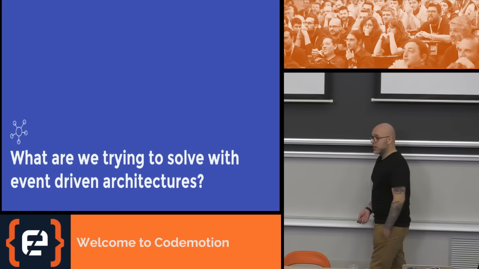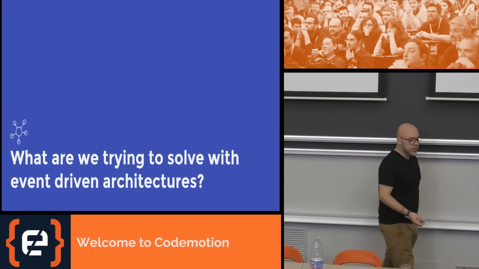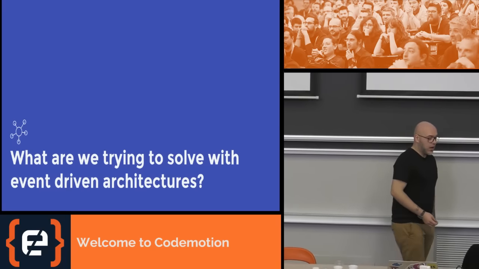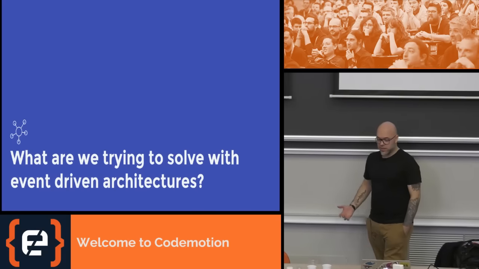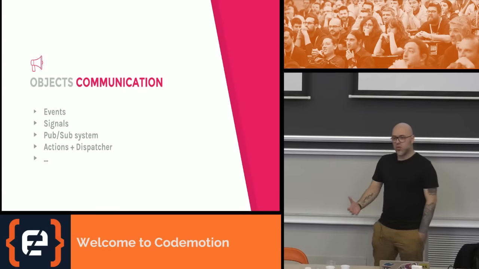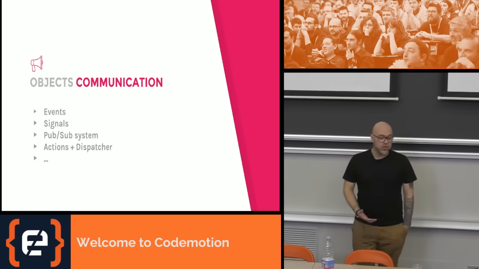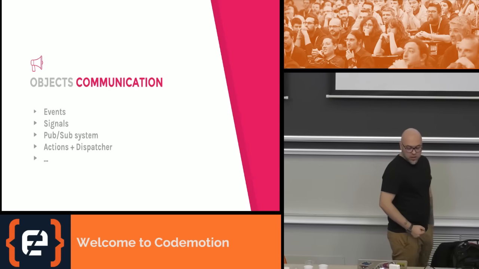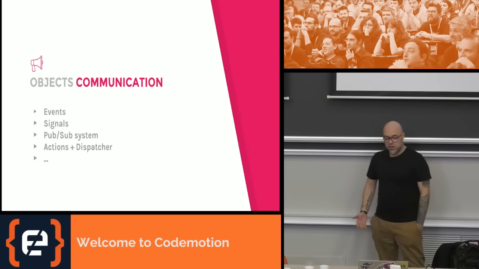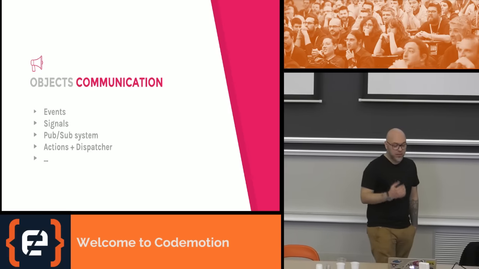I think if some of you have worked at least once in Node, you are familiar with the event emitter, or you are familiar with listeners and events, stuff like that. As you know, there are several ways to communicate between objects. And today I would like to introduce a new one. You can use, obviously, events. You can use signals. You can use a pub/sub system. You can use an action dispatcher, like in Flux. So there are several of them.